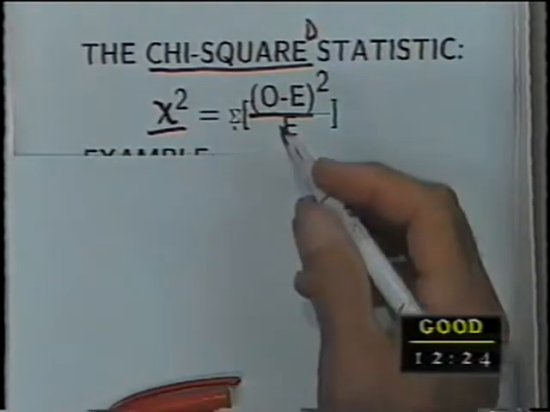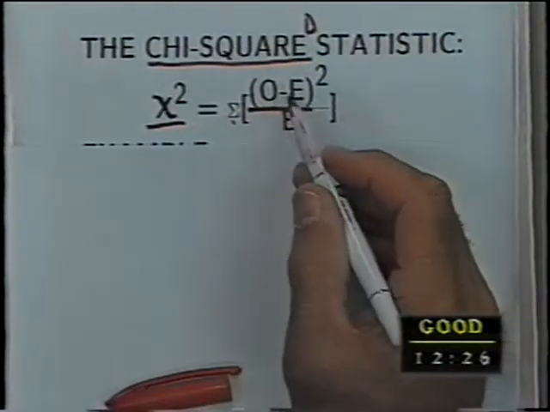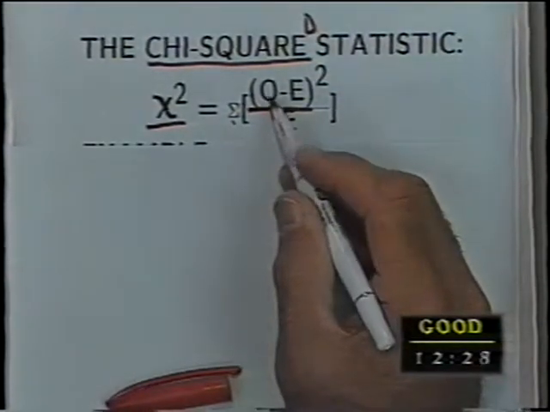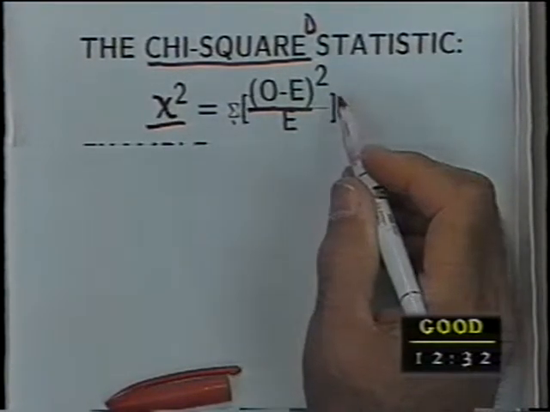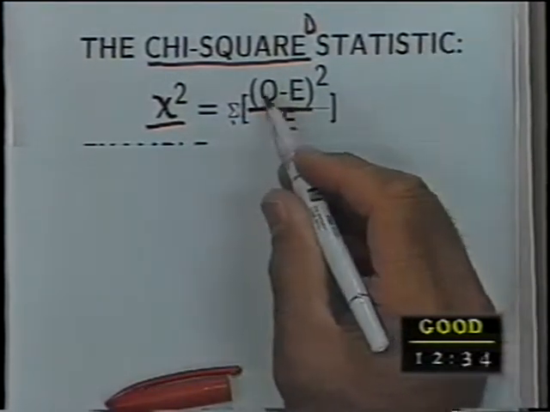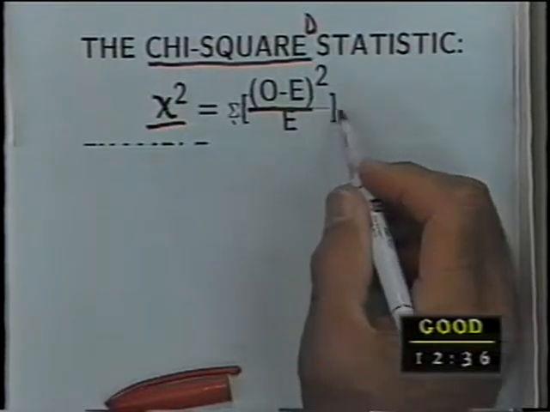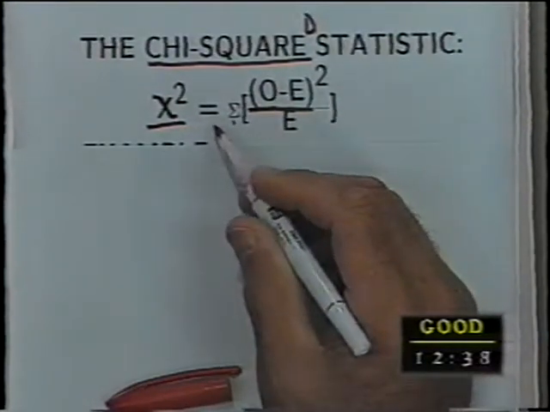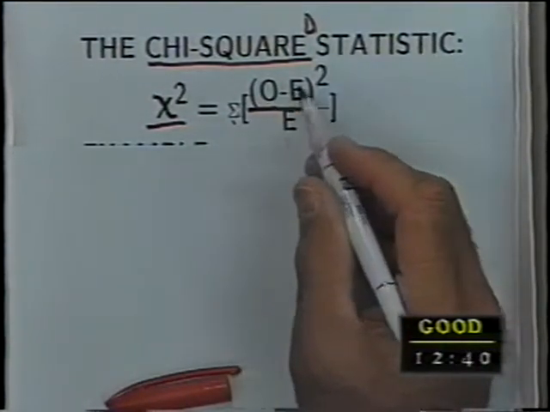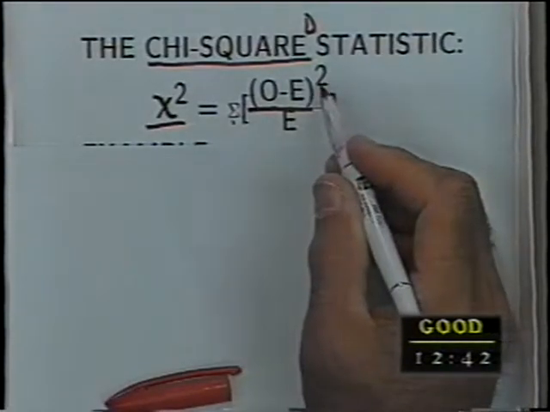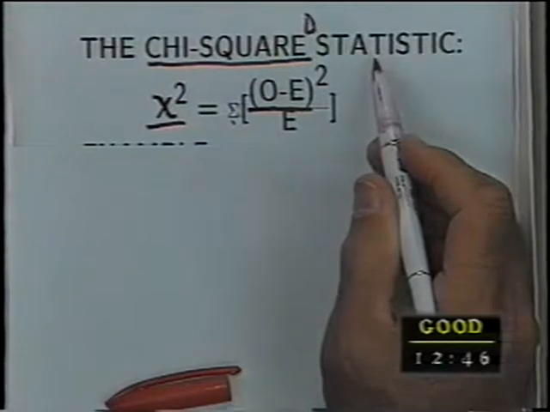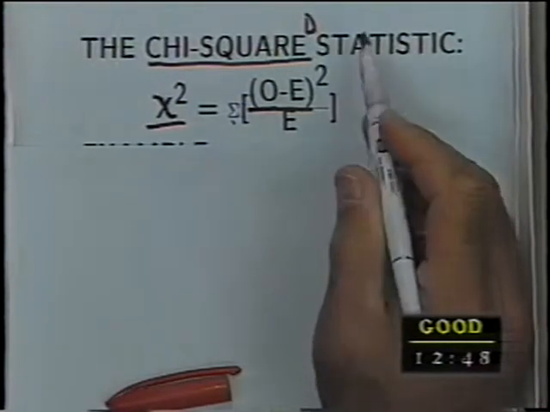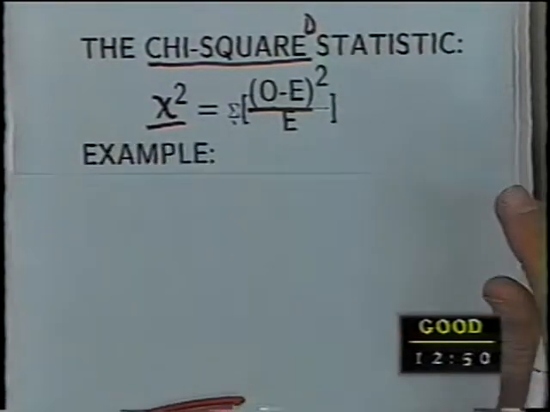Now, if things were perfect, the observed and the expected would be equal, and the chi-square statistic would be 0. Even if they're not perfect, but they're close to perfect, this would be a small number. If the expected and the observed are far apart, this will be a large number. So, is chi-square large enough for us to reject? Is it large enough is really the question we're going to ask.